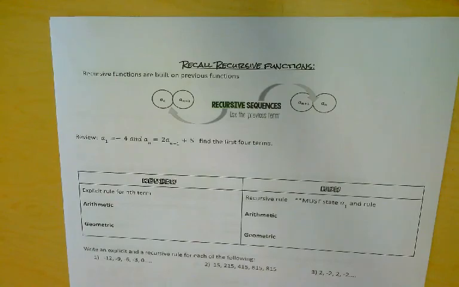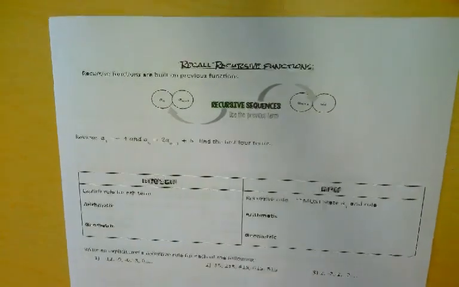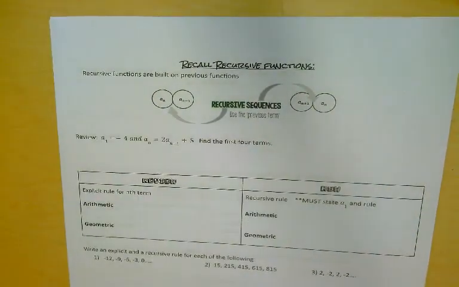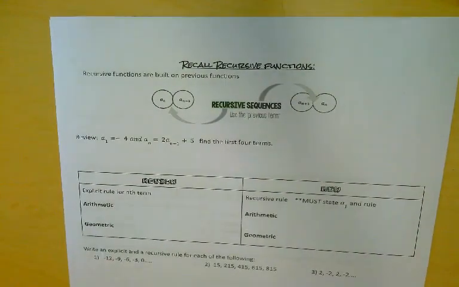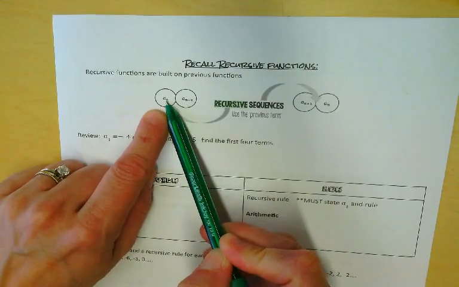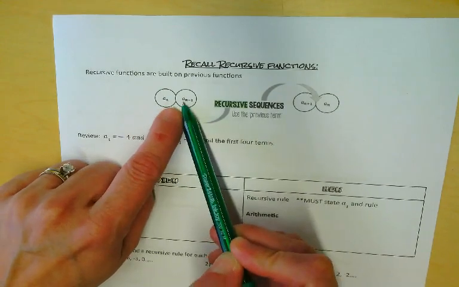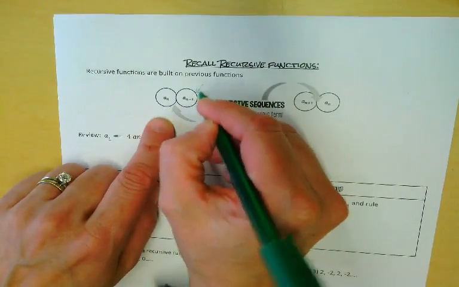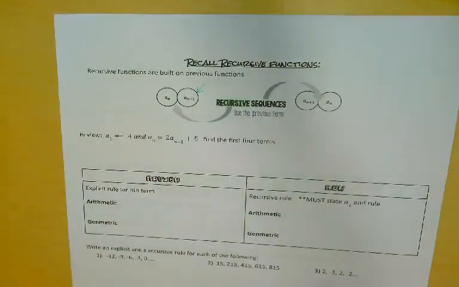Recursive questions. So we're going to move at a pretty good speed here. Recursive functions are built on previous functions. Okay? So if I have 20 and I want the number before 20, I would just say it's 20 minus 1 to get the previous number. So if I wanted a sub n and I want the previous number, I would do a sub n minus 1. I want the number before. So a recursive sequence is always going to use this previous term.